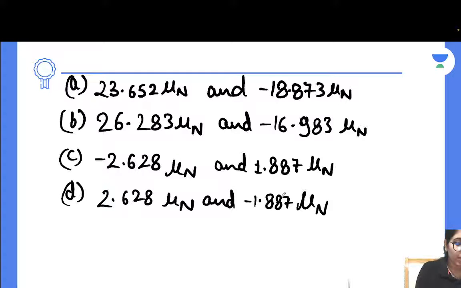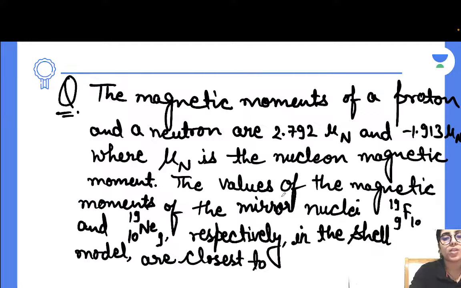Very good, Sakshi, that's correct too. Let's talk about it quickly. In this case, they have given you the magnetic moments of a proton and the neutron, where mu(n) is the nucleon magnetic moment. The values of the magnetic moments of the mirror nuclei, this and this respectively, in the shell model are closest to what? So what you have to do is write the configurations as per the shell model initially.